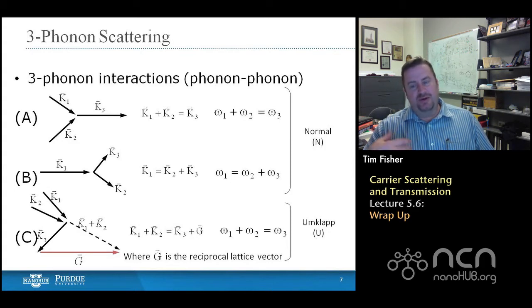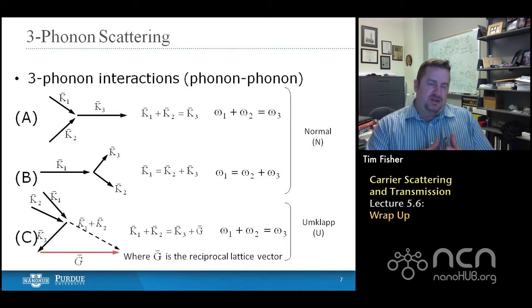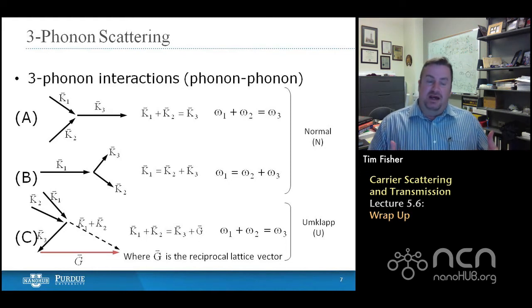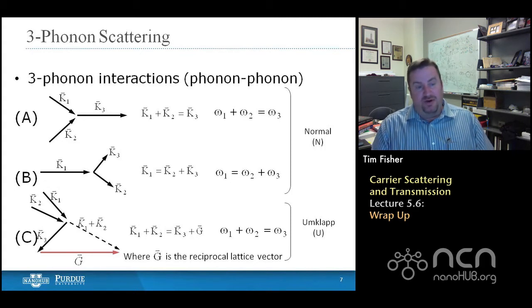However, there was another type called Umklapp or U processes. In those cases, when I have two phonons coming together, their vector sum would actually give us a wave vector that would be outside of the first Brillouin zone, which would mean it has an impermissible wavelength. The wavelength would be too small. And so what we have to do is translate that back into the first Brillouin zone with G, the reciprocal lattice vector. And when you do that, you can actually kind of turn the phonons around, and still you conserve energy.